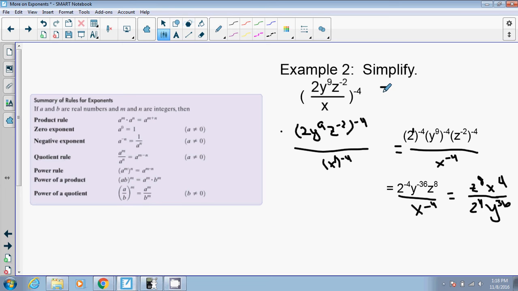So if I am simplifying the given problem, my final answer is z to the 8th, ooh, not y, what am I doing, x to the 4th, all over 16, because remember 2 to the 4th is 4 2's being multiplied together, y to the 36th.